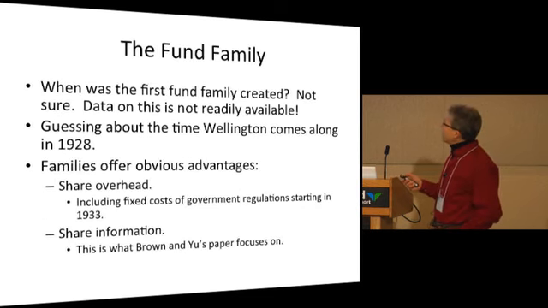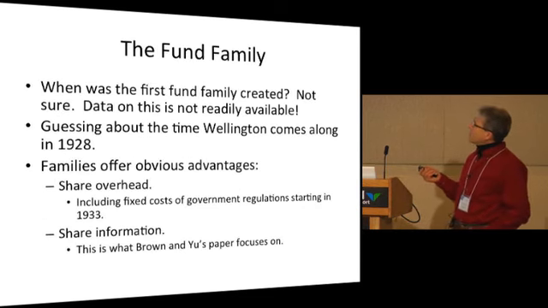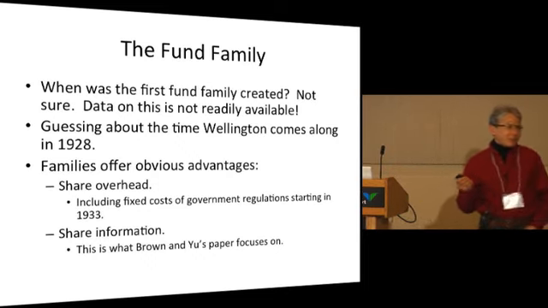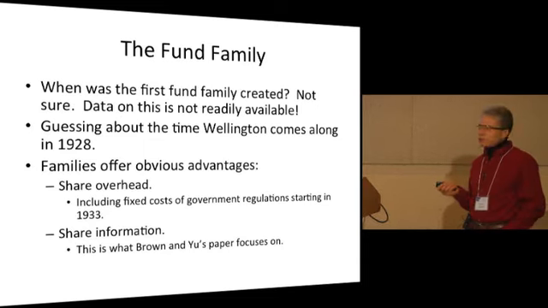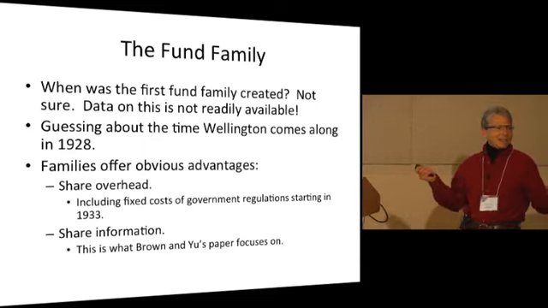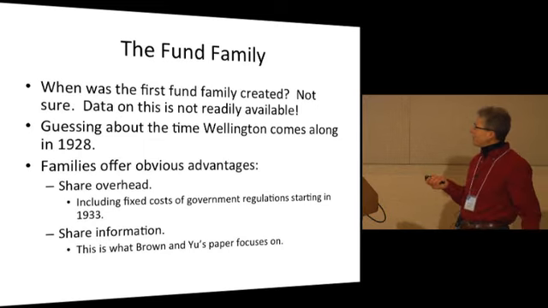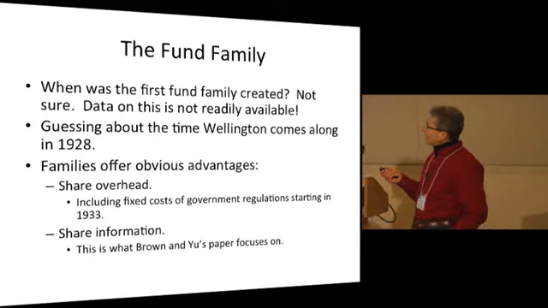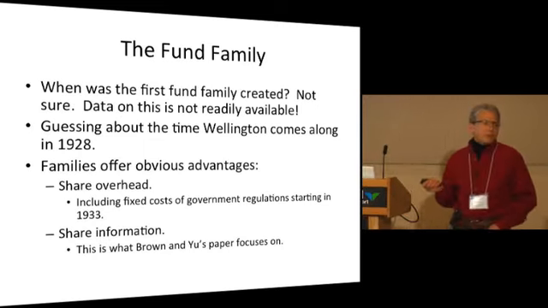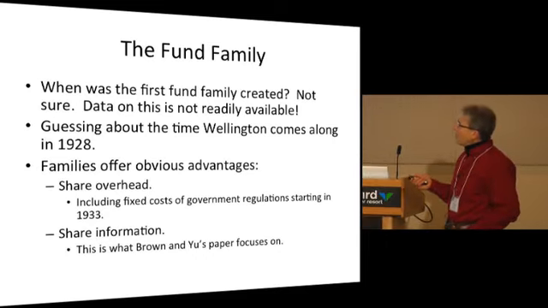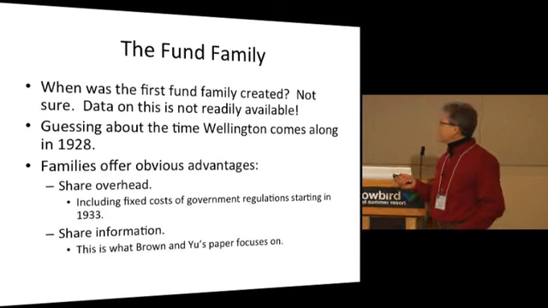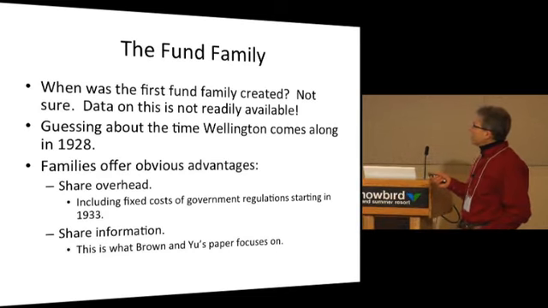And I'm going to guess that the first family of funds was probably created right around when Wellington shows up. I actually don't know for sure. I've tried looking this up on all the usual sources. I can't find the exact date of the first fund family, but here's my guess. It's about 1928, and there are obvious reasons you would expect families to appear, right? They can share overhead. This is actually not trivial.